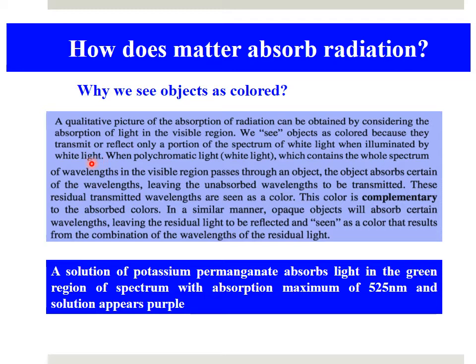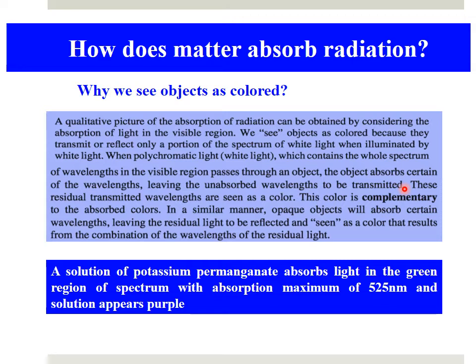So what happens actually when white light falls on an object? The object will absorb certain wavelengths of the light and the remaining light will be transmitted. So when polychromatic light, which we also call white light, which contains the whole spectrum of wavelengths in the visible region, passes through an object, the object absorbs certain of the wavelengths, leaving the unabsorbed wavelengths to be transmitted.